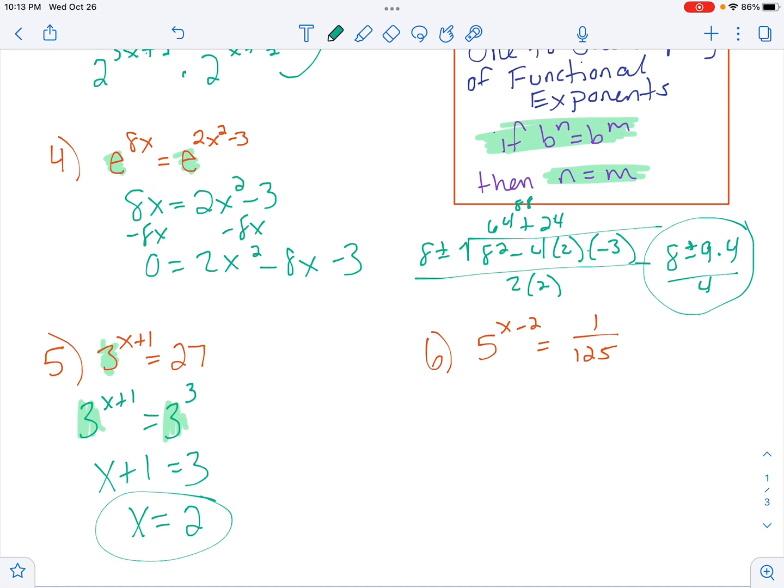Now number 6 is a little bit different. Can I get 1 over 125 to be a base of 5?